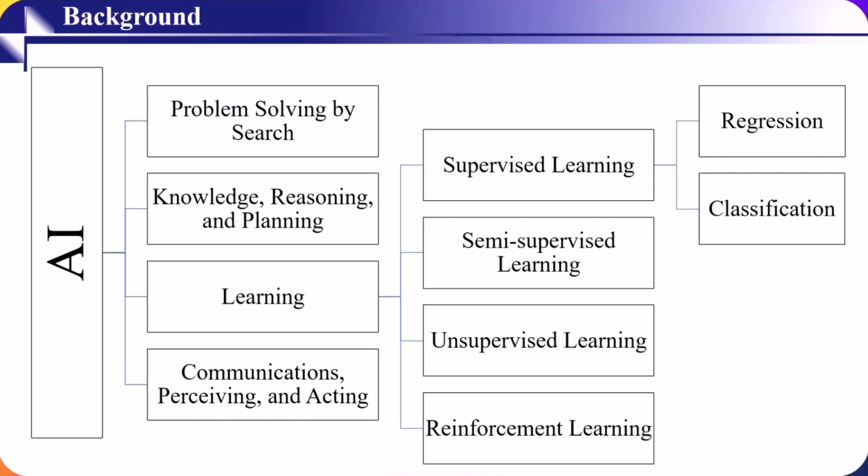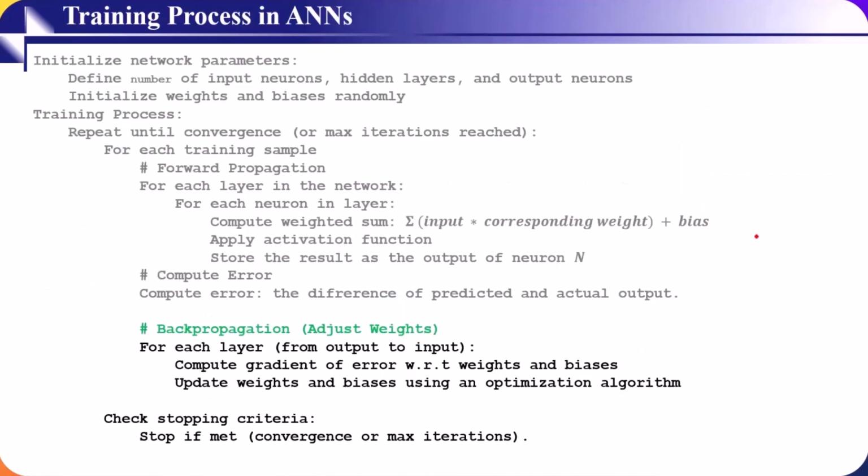Artificial neural networks are in the category of supervised learning under the category of learning in AI. Neural networks can be used for classification and regression. As you know, in classification, we try to assign data to discrete categories. On the other side, in regression, we try to predict continuous values. But how does a neural network learn from data?